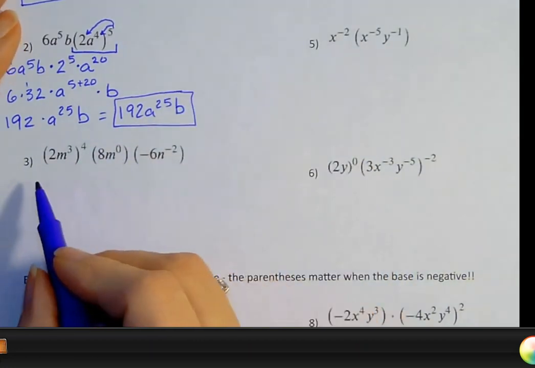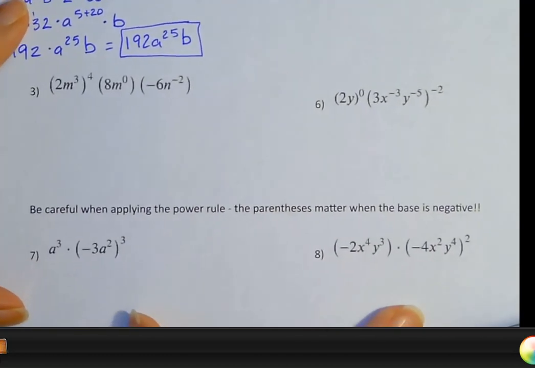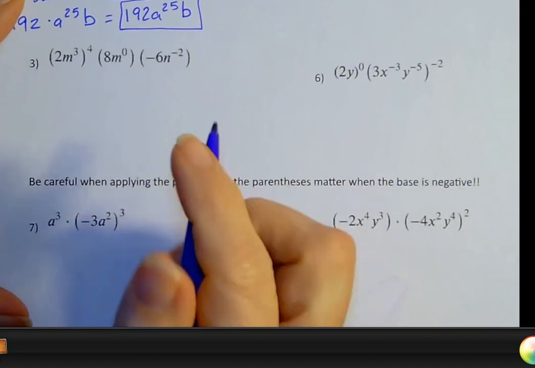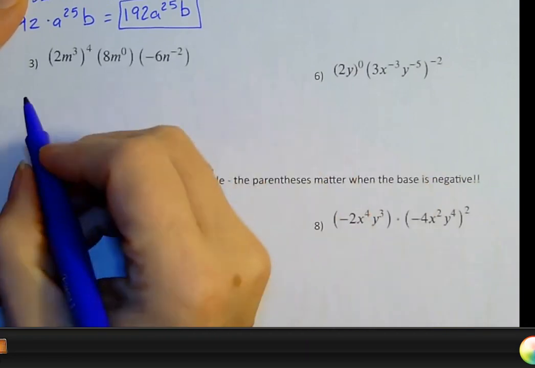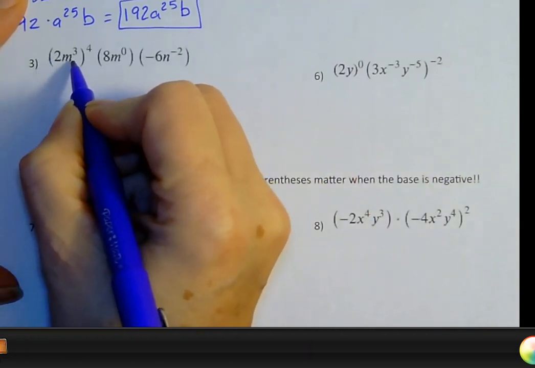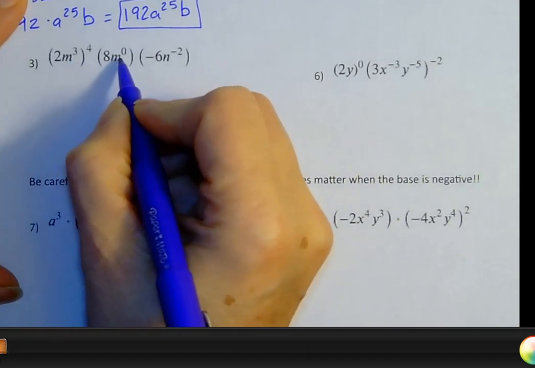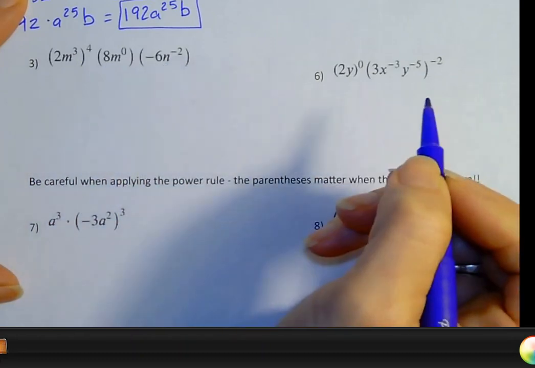Right. Let's see what we can do with number 3 here. And I do not have a calculator in front of me, so be paying close attention. And if you have a calculator, you can be watching me because this is a possible Jolly Rancher earning event. All right. I have the quantity 2m cubed, all to the 4th power. I have the quantity 8m to the 0. I have the quantity negative 6n to the negative 2.